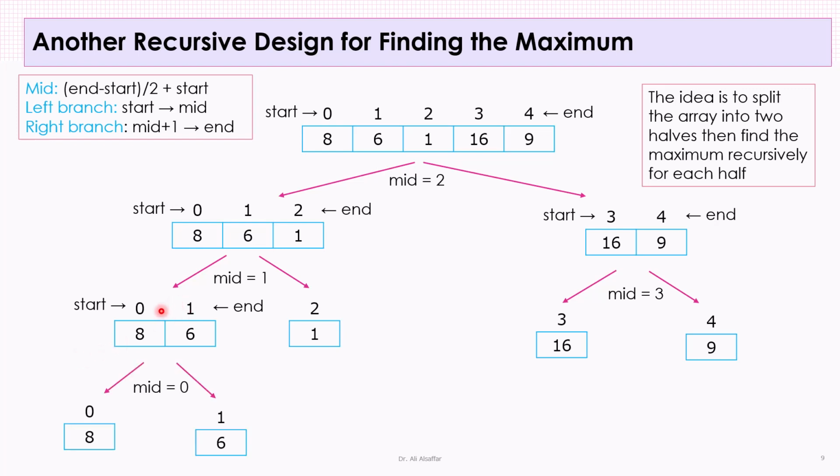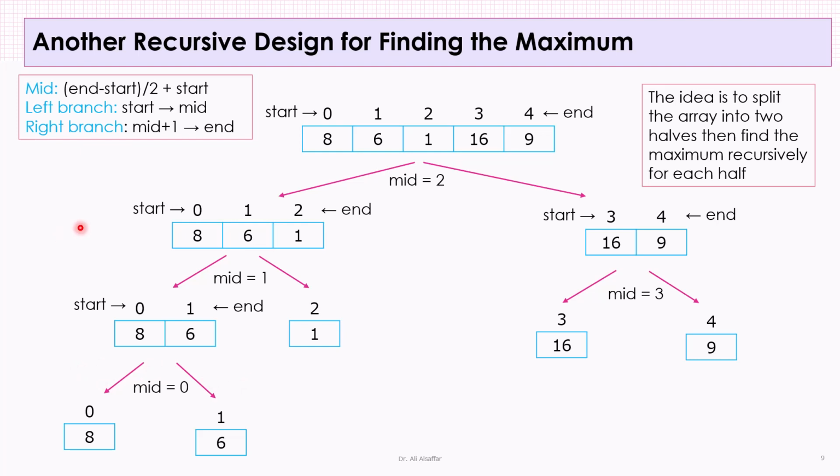So therefore, this half will be split into two halves. The range of the first half will be from 0 to 0, which is from start to mid, and the range of the second half will be from 1 to 1, which is from mid plus 1 up to end. And like what we have done in the previous half, the return value when we call the method with this array will be 8, and the return value when we call the method with this array will be equal to 6. And both of these return values will be compared and the maximum will be selected.